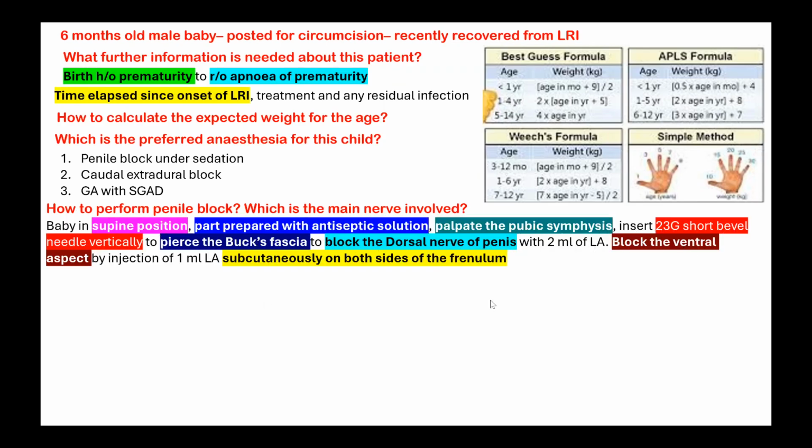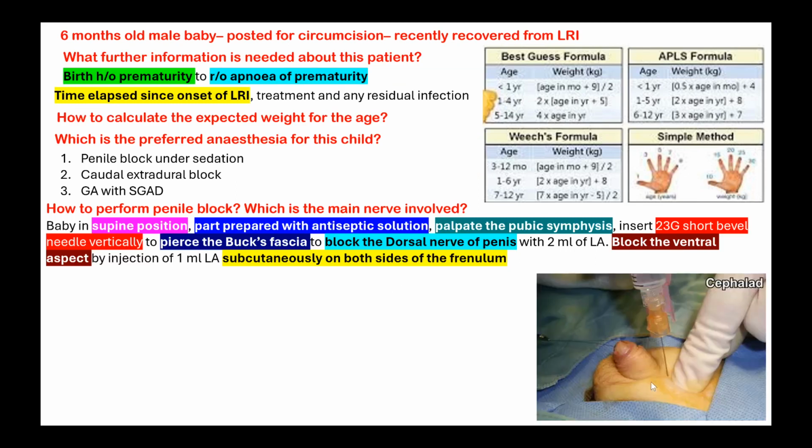Then you can block the ventral aspect by injection of 1 ml of local anesthetic subcutaneously on both sides of the frenulum. So this is the technique of doing the dorsal nerve of penis block.